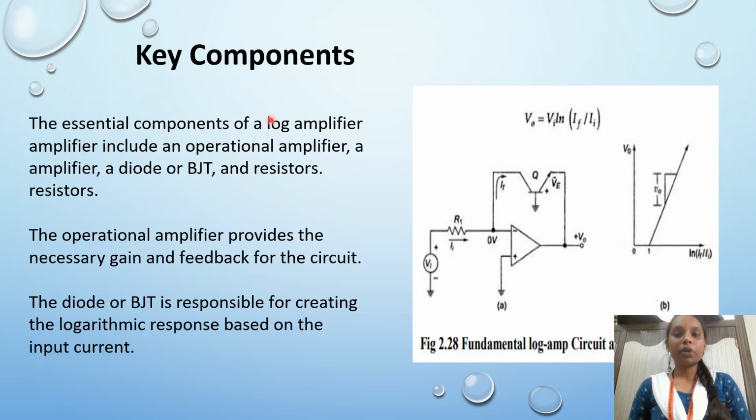Next, the key components. What are the key components of the log amplifier? The essential components include an operational amplifier, a diode or BJT, and a resistor. BJT means bipolar junction transistor. The operational amplifier provides the necessary gain and feedback for the circuit. The diode or BJT is responsible for creating the logarithmic response based on the input current. These are the characteristics of the log amplifier, and this is the whole circuit.